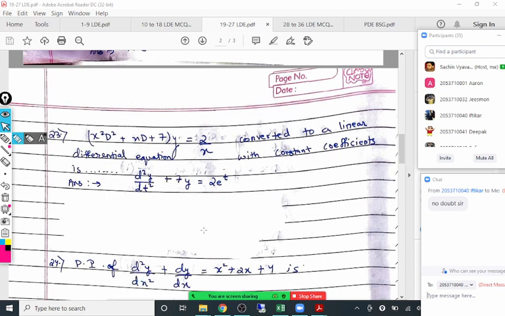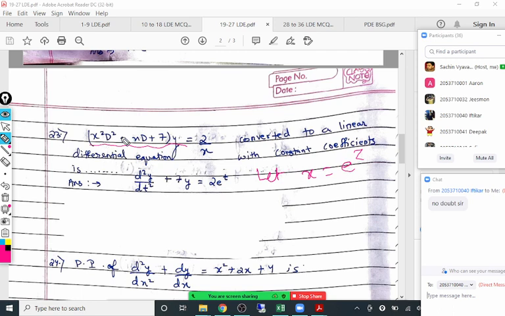Then here x square D square plus xD plus 7, y equal to 2 by x. We convert this to a linear equation with constant coefficients. Just convert it to constant coefficients. Now the answer is written in variable t, while generally we write our answer in the z form. To do this question, first of all, we use a substitution. Generally we say that x is e raised to z. But if your answer is given in t form in MCQs, then you have to consider z as t at the end. So generally we use this substitution, x is e raised to z.